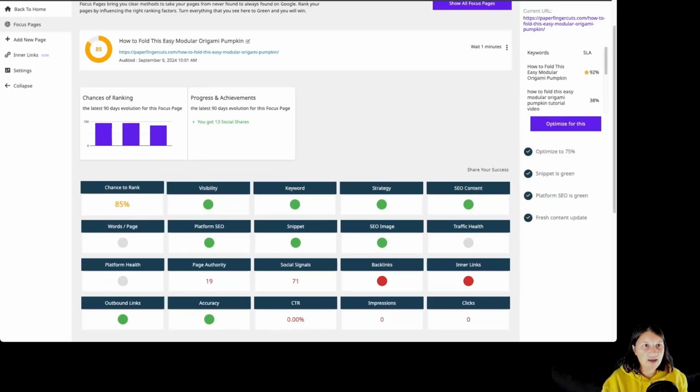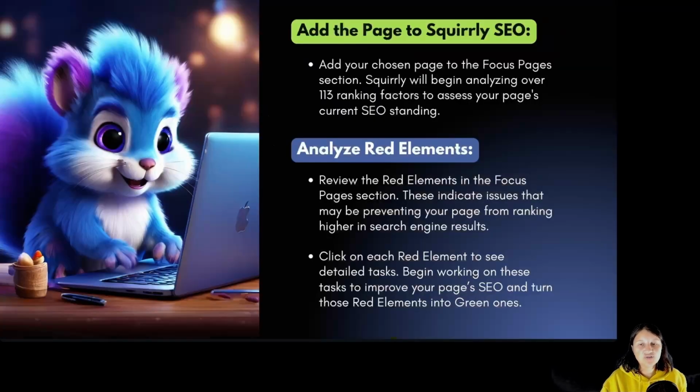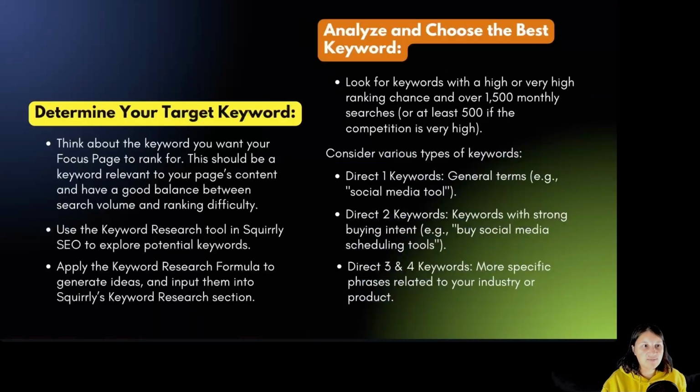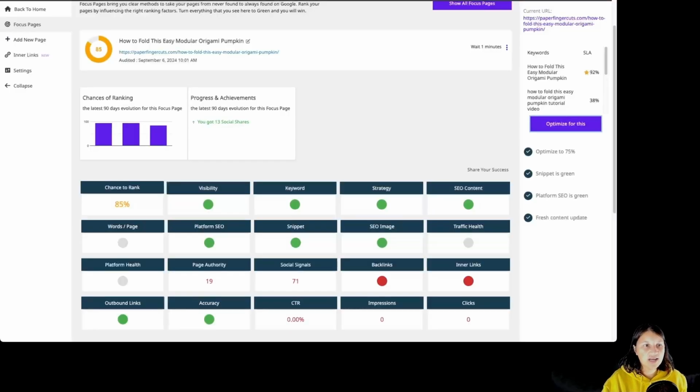So let's do a recap. For day one, you have to select your focus page. You have to add your focus page inside Squirrly SEO. You have to take a look at the red elements. You have to determine your target keyword. You have to choose the main keyword and select a few of the secondary keywords as well. You have to adapt if necessary. If the keyword you have doesn't work for the focus page, you can choose an indirect keyword, and you have to track the initial performance. So let's do that as well.